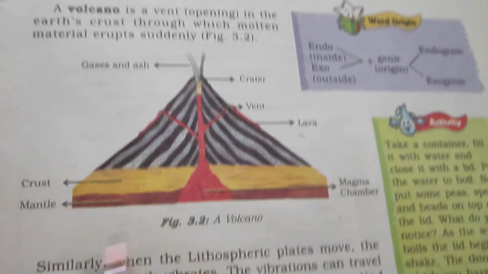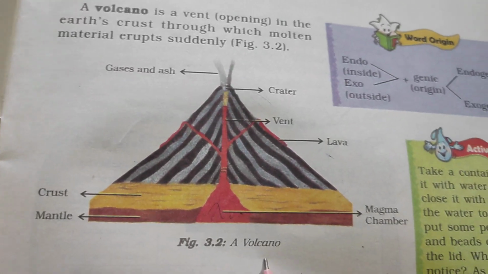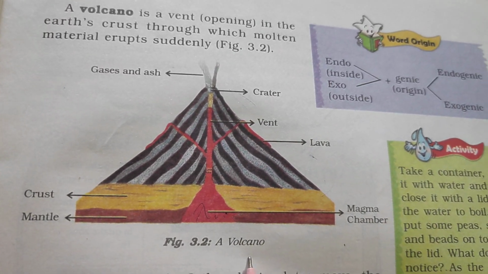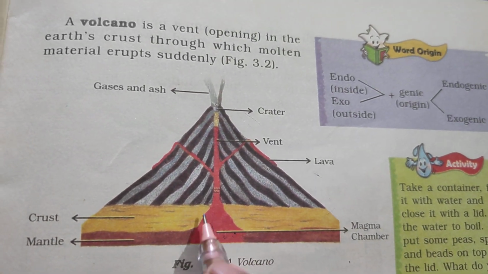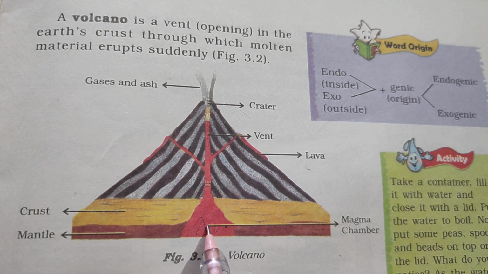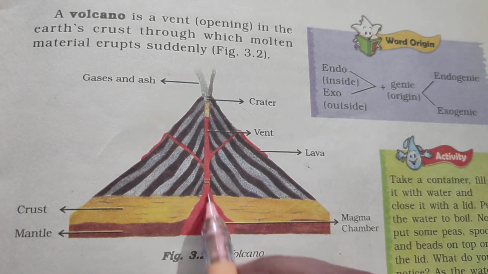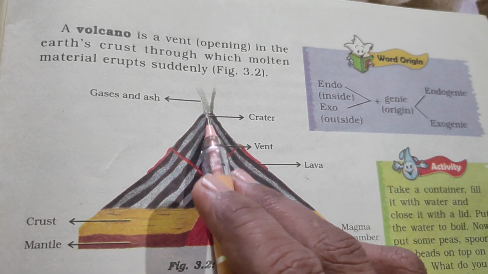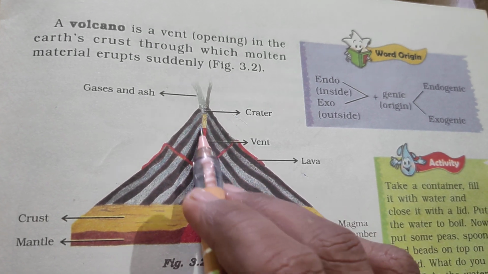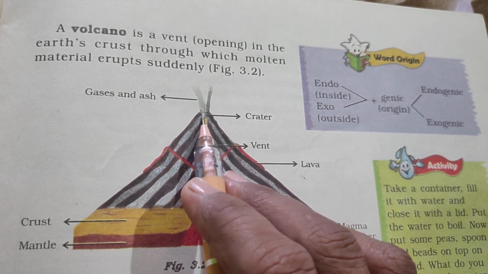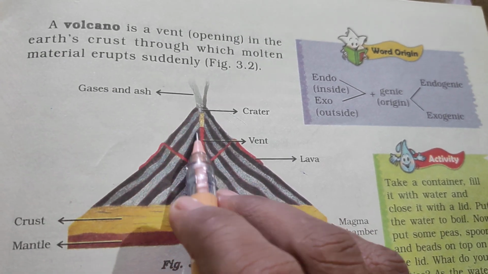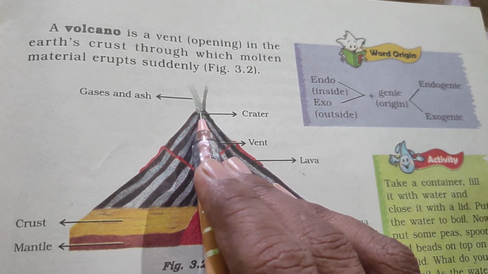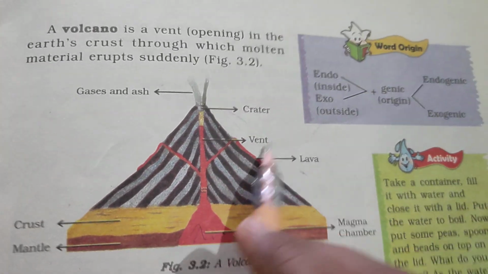Here is a picture of a volcanic eruption. This is the magma chamber, which acts as a reservoir for molten magma. This is the vent through which the molten magma comes out, and along with this molten magma, that is lava, gases and ash also come out. After cooling and solidifying, it forms a crater over here.